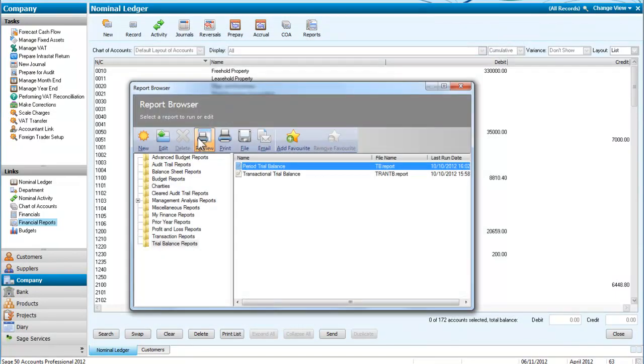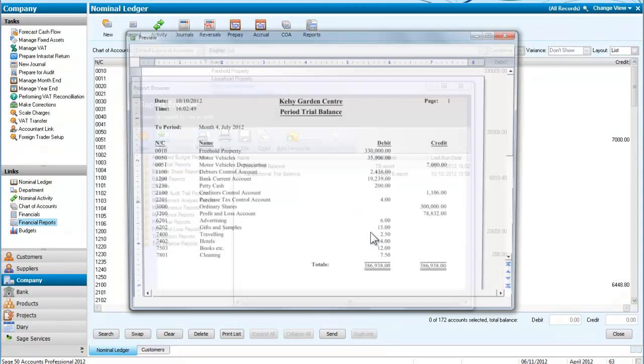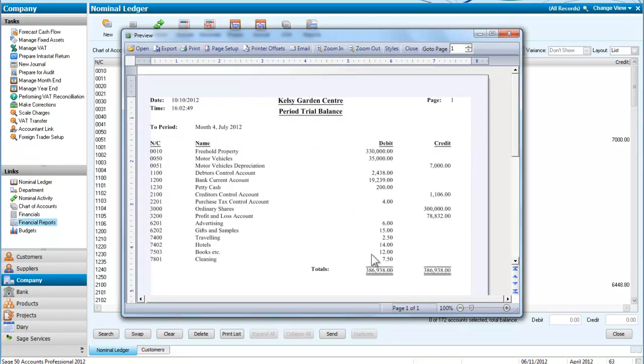I can go back again and preview it and say OK, let's go back before November, let's see what was actually in there at the end of July. And at this point I can see that there were a number of transactions obviously that have been entered since then, because this total is lower than the previous totals we were looking at.